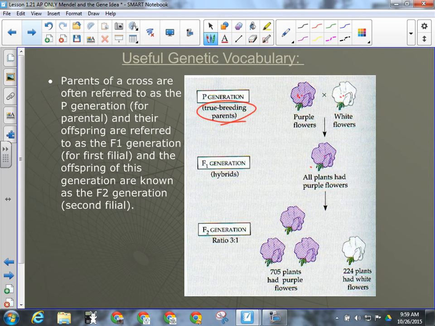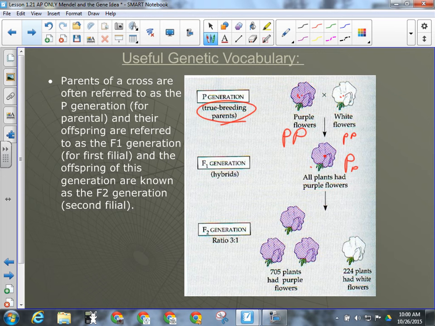Now, when he bred these plants together, the next generation showed a 3-to-1 ratio of purple to white. So he still got a white plant in there. Now, what that said to him is that this plant produces 2 capital P's. It has only the purple gene. This plant produces only the white gene, little p, little p. When you breed them together, you get all plants that are big P, little p. They have one gene from mom and one gene from dad.